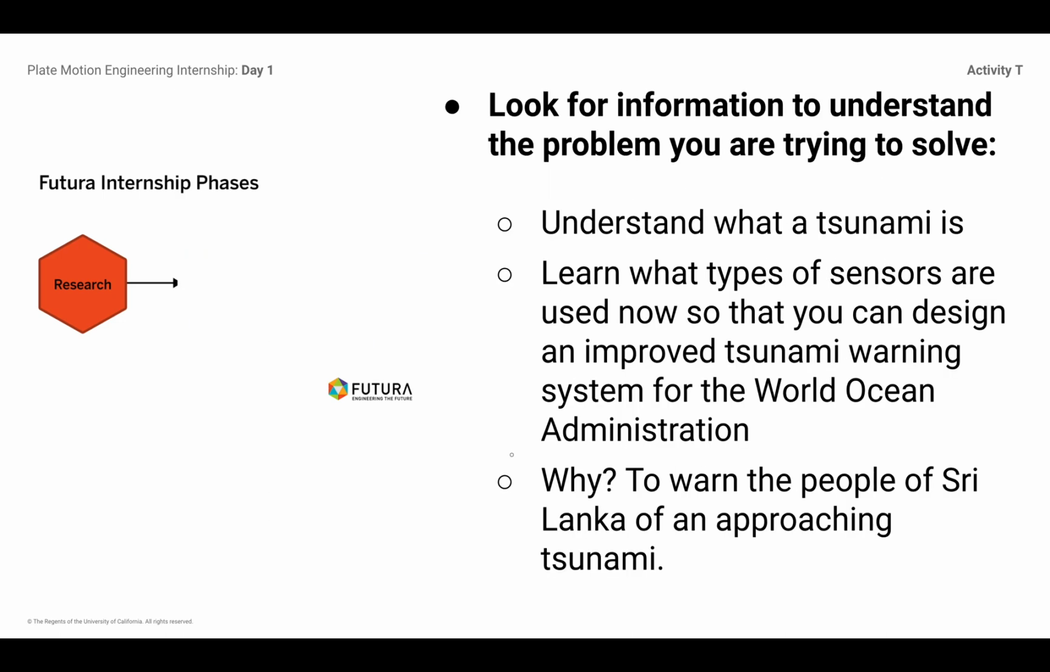So during the research phase, you are going to look for information to understand the problem that you're trying to solve. So first of all, you have to understand what a tsunami is, what causes a tsunami to form. You have to learn what types of sensors are used now so that you can design an improved tsunami warning system for the World Ocean Administration. And ultimately, you're doing this so that you can warn the people of Sri Lanka of an approaching tsunami.